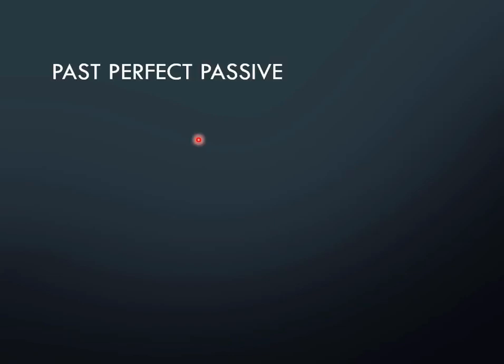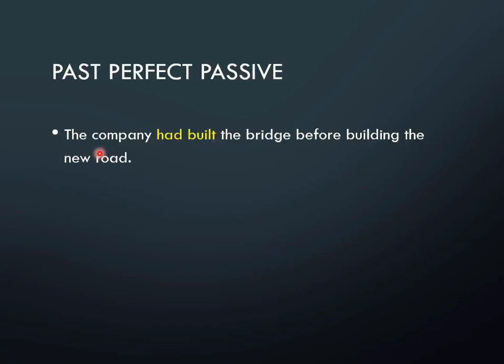In this part, we are going to talk about how to make passive from the past perfect. Past perfect passive. Look at this example. The company had built the bridge before building the new route.